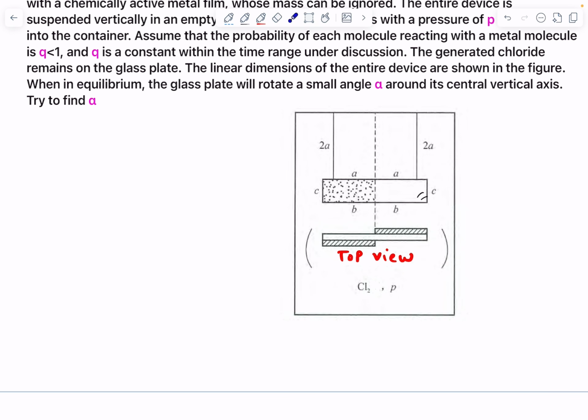Another thing is that 2b is the length of the glass plate, you could say, and a is basically the distance between this point and the point where the string is attached. So this length is a and this length is b.